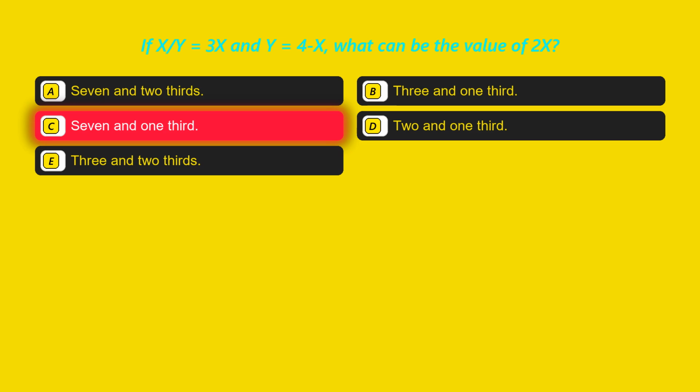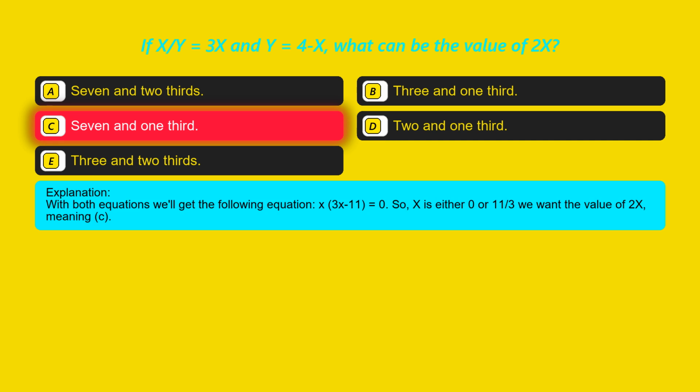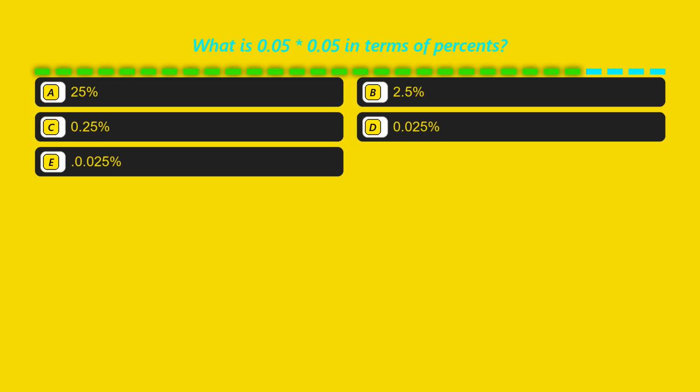The correct answer is option C, 7 and 1/3. With both equations we'll get the following equation: x(3x - 11) equals 0. So x is either 0 or 11/3. We want the value of 2x, meaning C. Question 4. What is 0.05 * 0.05 in terms of percents?